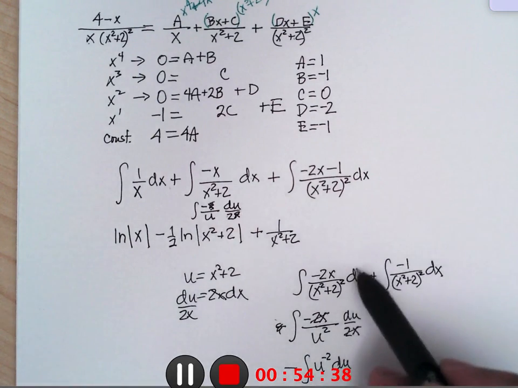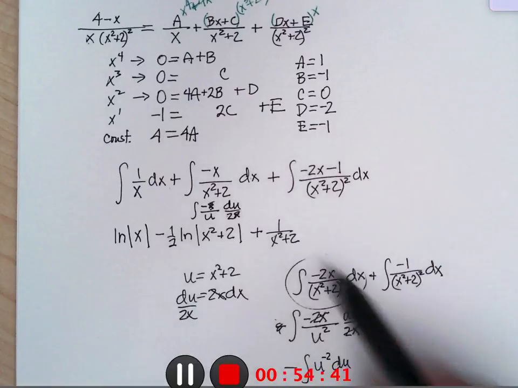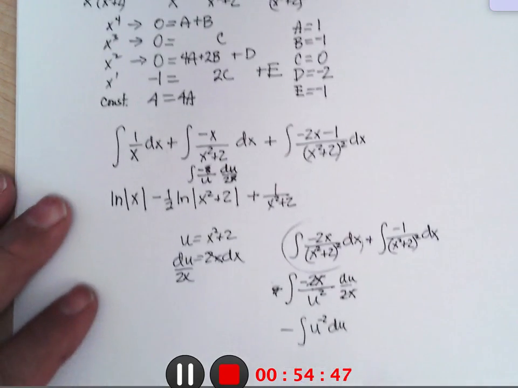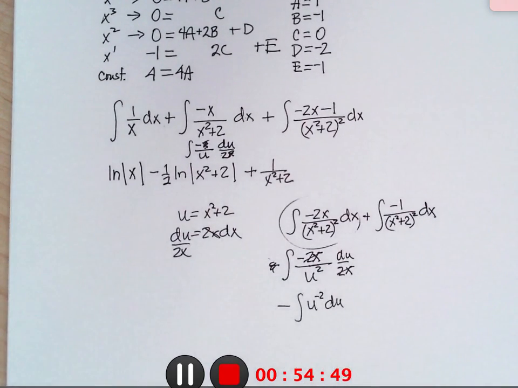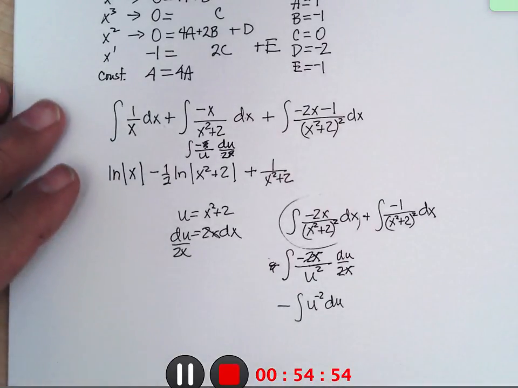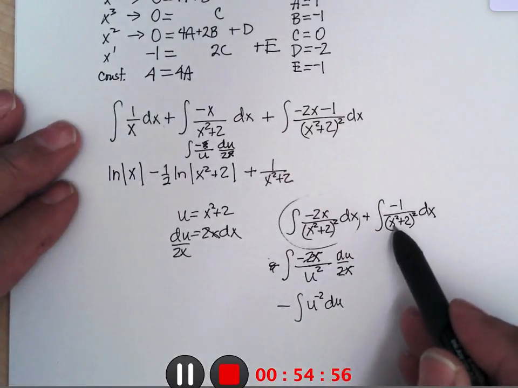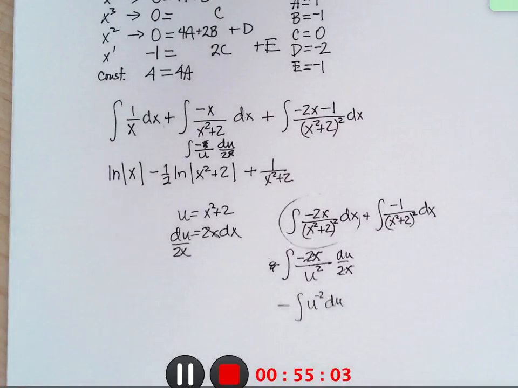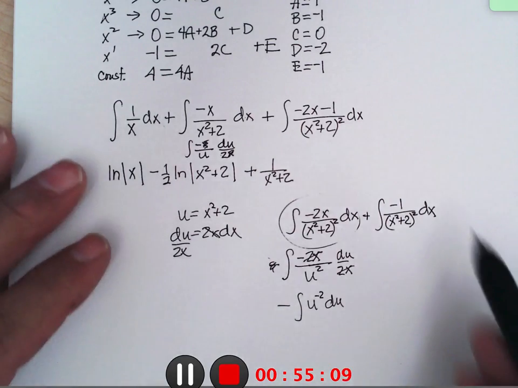Halfway through this. This one is not easy. Hold on to your hats. Here we go. This, if it was x squared plus 1, it would almost be an arctangent thing. So, it's not, but I can think of this.